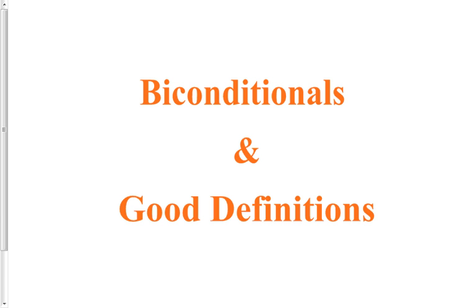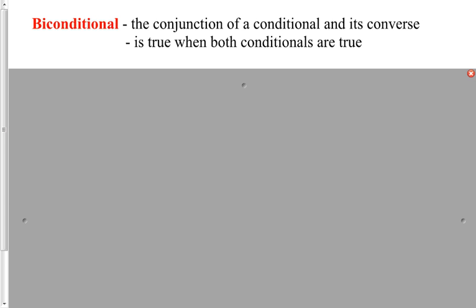Hey everybody, today we're looking at biconditionals and good definitions. Start with the definition of a biconditional. It's the conjunction of a conditional and its converse, and is true when both conditionals are true. Now when we use the word conditional, we're talking about conditional statements, if-then statements. And remember that a conjunction is when you take two statements and you combine them with the word and.